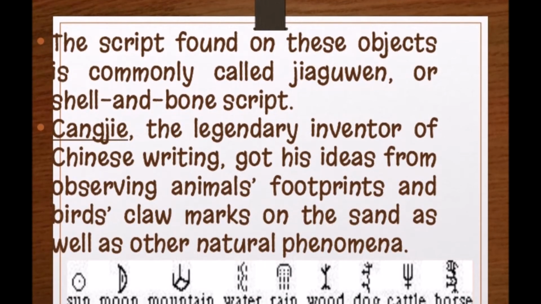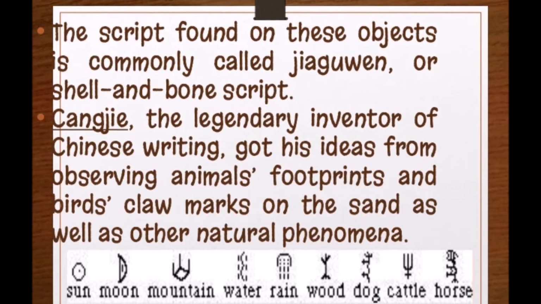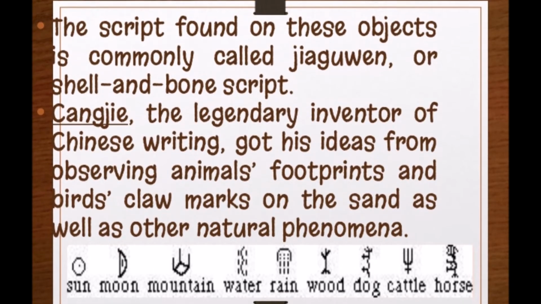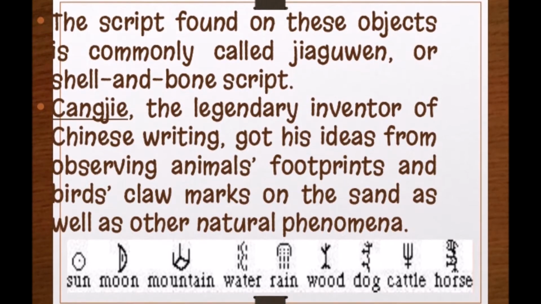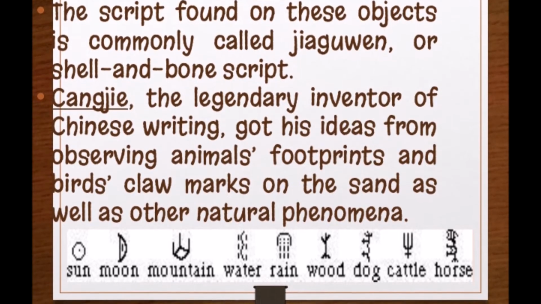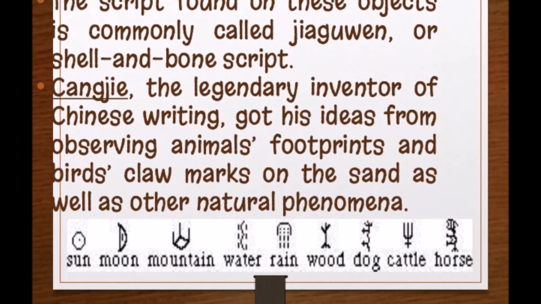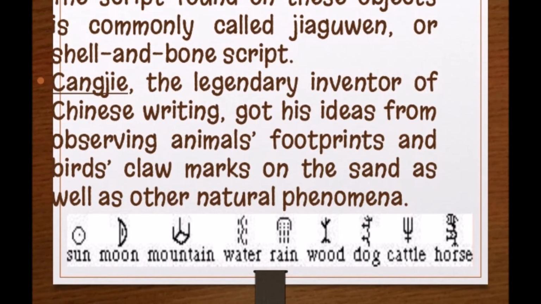The script found on these objects is commonly called shagumen or shell and bone script. Kangji, the legendary inventor of Chinese writing, got his ideas from observing animals' footprints and birds' claw marks on the sand as well as other natural phenomena.